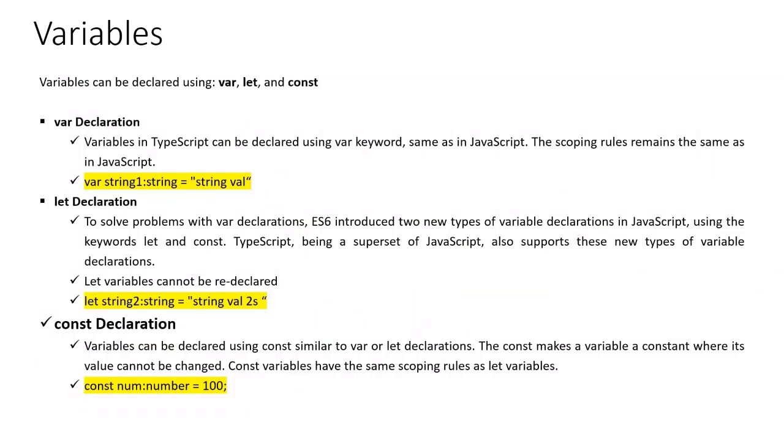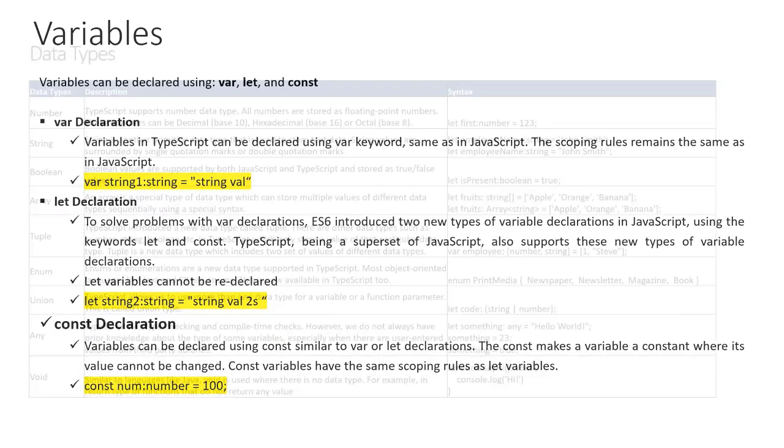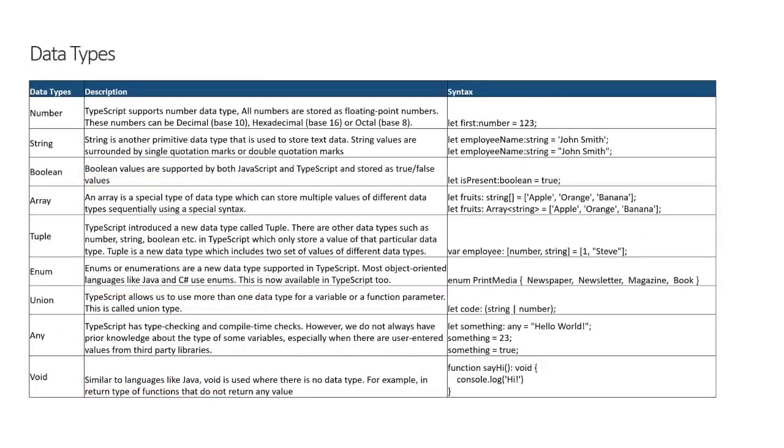I'll show the different types of things. We have number, string, boolean, array, tuple, enum, union, any, and void. We have a different set of things we can use, same as in C#. We are using the same thing. Void is nothing but no return. That's the type you are saying is void. The same thing in C# also: they use void for no return.